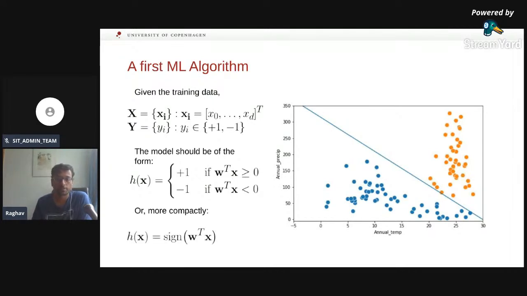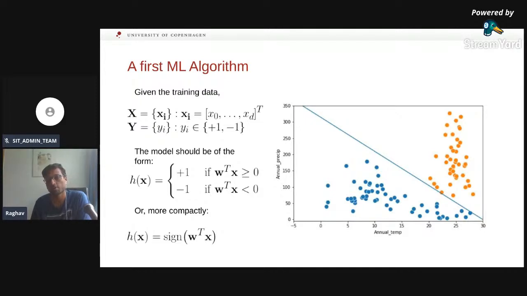All right, so here it's the same thing. You can write the sign of this dot product. If the sign is positive, then it's the orange class. If the sign is negative, it's the blue class. This is a very compact way of writing a linear classifier.